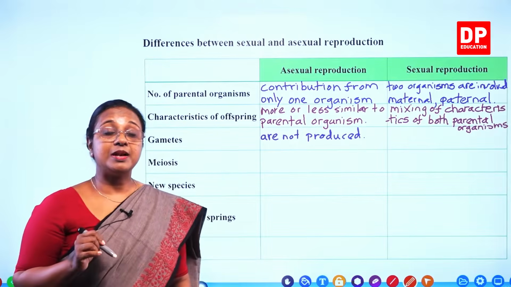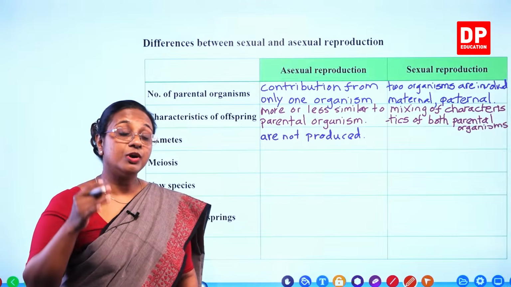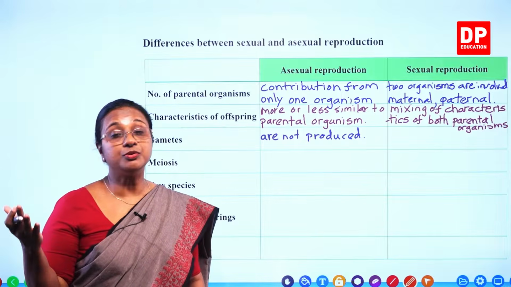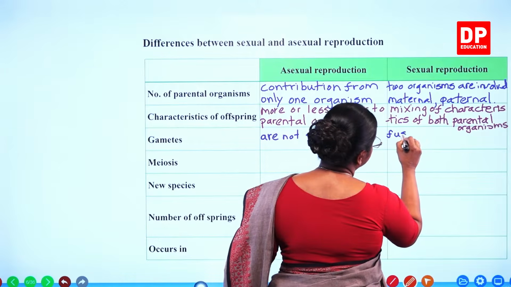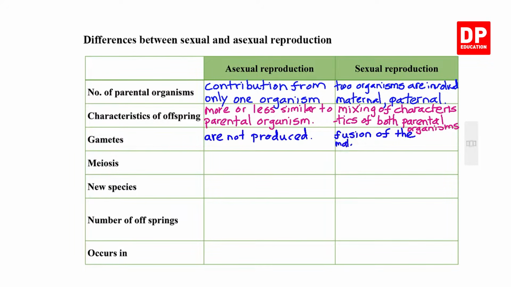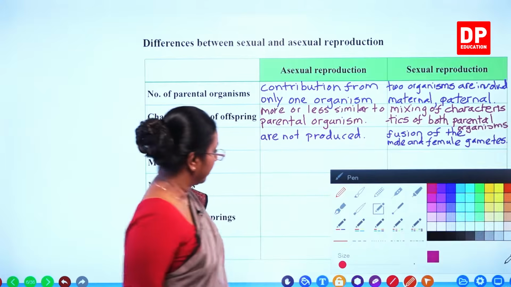Whereas in sexual reproduction, there should be the maternal and paternal organisms. So, therefore, the male gamete and the female gamete should fuse for the reproduction to take place. So, here we can say fusion of the male and female gamete occurs in sexual reproduction.